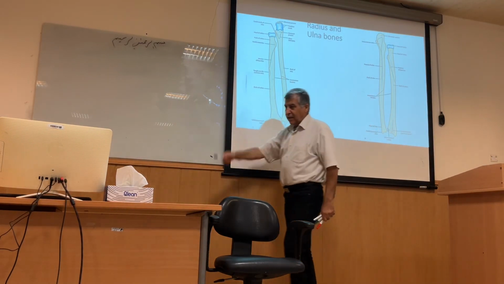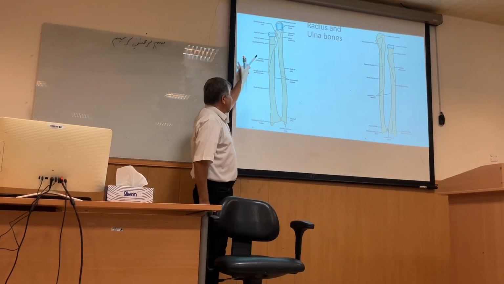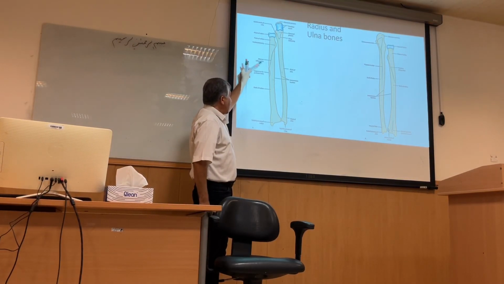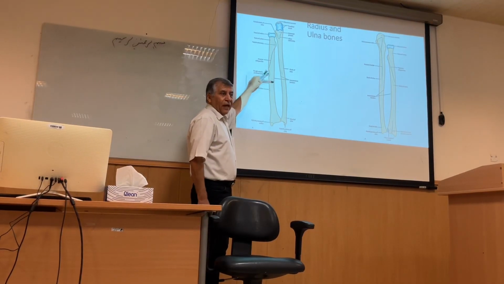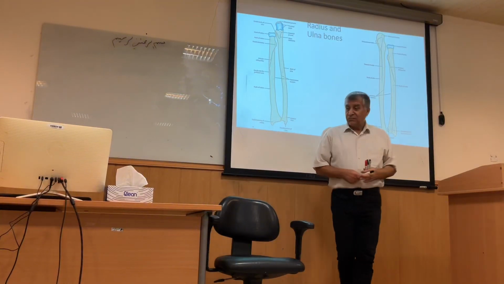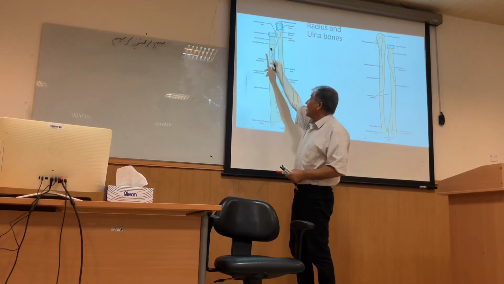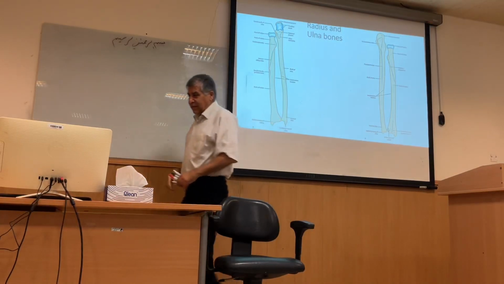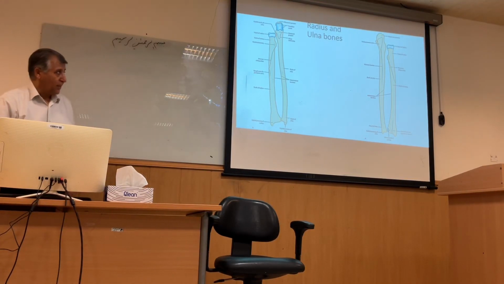The radius is a long bone. It has a proximal end, a distal end, and a shaft. In the proximal end, we can see the head, neck, and radial tuberosity.